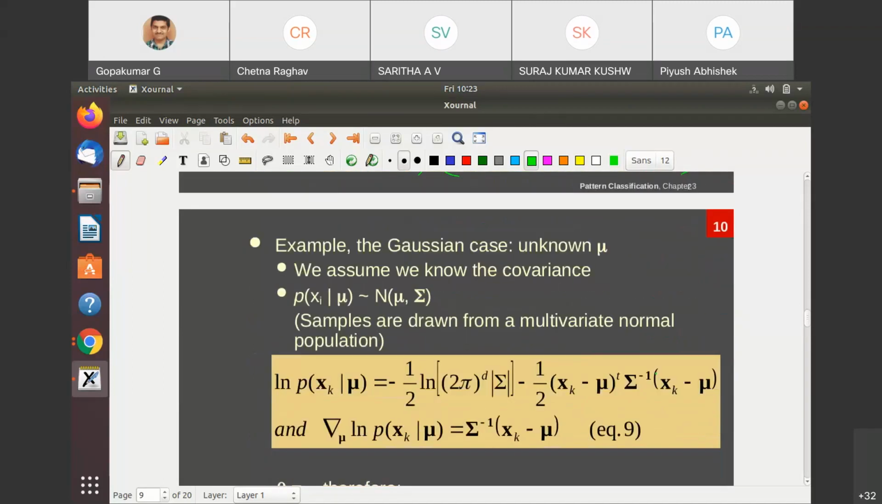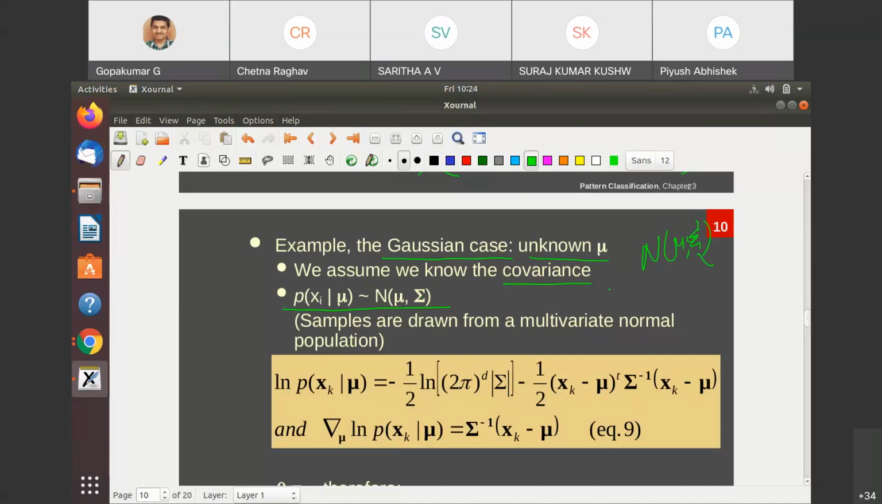For that, assume that we take a particular case, the Gaussian case, where we assume the probability density is Gaussian in nature. For the time being, for a simple case, assume that the only unknown value is mu, and we know the covariance matrix. When you have a normal distribution, you have either a covariance matrix or a variance, depending upon how many features there are. So we are assuming that the probability of x_i given mu is approximated by the normal density with mean mu and covariance sigma.